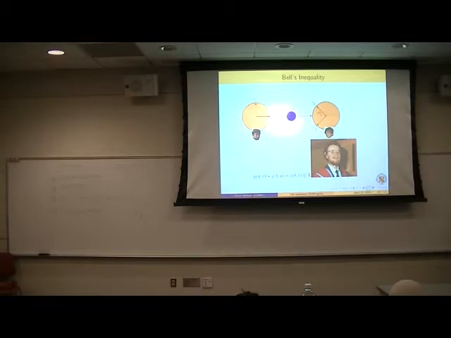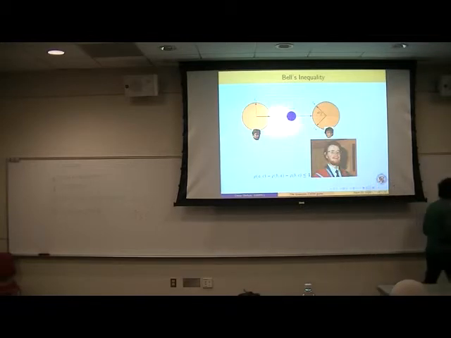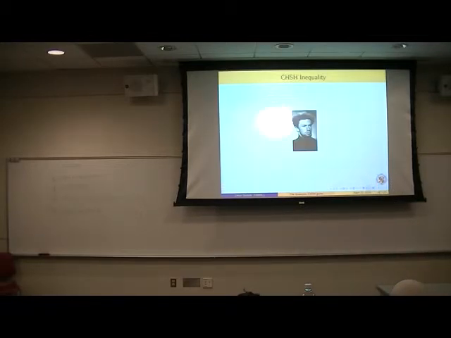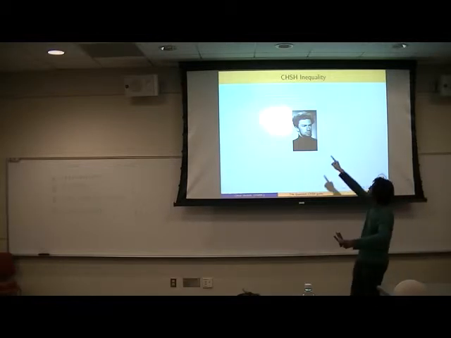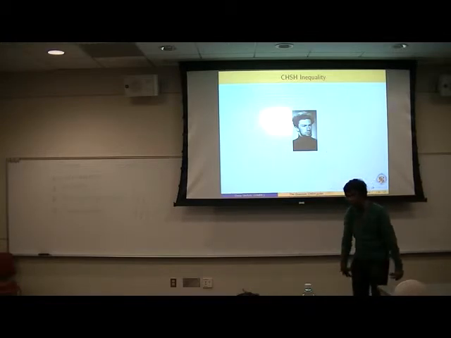So, in summary, Bell actually proposed an experiment to verify the correctness of quantum mechanics. Previously I was talking about the Bell inequality, right? You see the change in the title, CHSH inequality. This was derived from the Bell inequality.